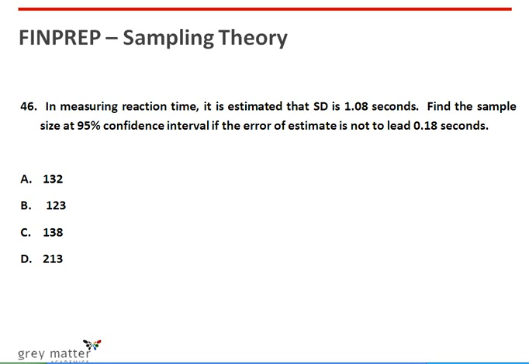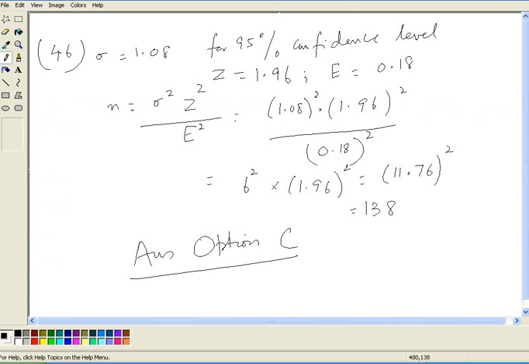46th question. In measuring reaction time, it is estimated that standard deviation is 1.08 seconds. Find the sample size at 95% confidence interval if the error of estimate is not to exceed 0.18 seconds. Going to our work area, now sigma is given to be 1.08 seconds and for 95% confidence level, Z is 1.96.